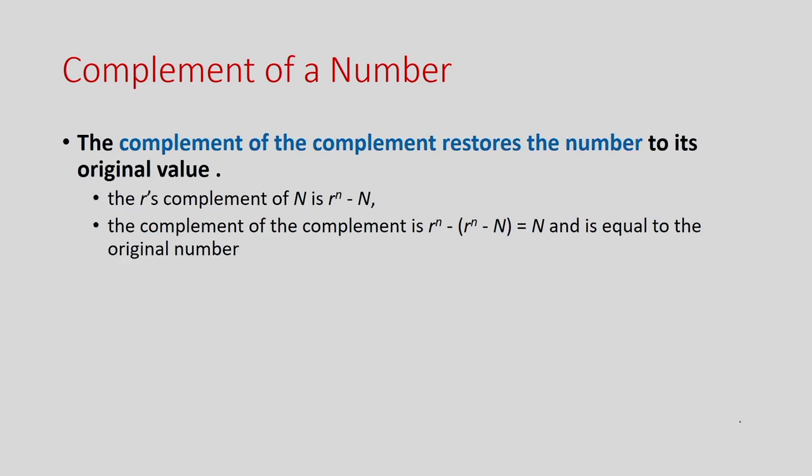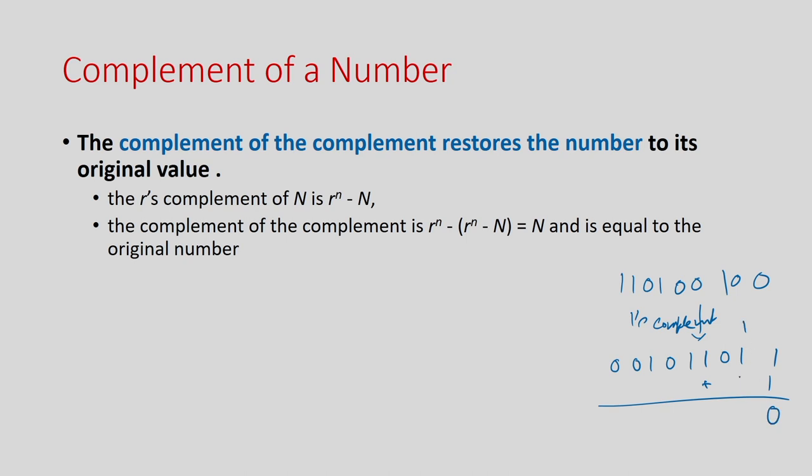To give more examples, suppose you have a number like 110100, or some bigger number. If you first do the 1's complement, it is basically 00101101. If you try to get the 2's complement from here, you just add 1. So it will become 110110 and then 1, I can just do an addition of 1 here. So 110, then 1 is coming here, then 110100. So this is my 2's complement.